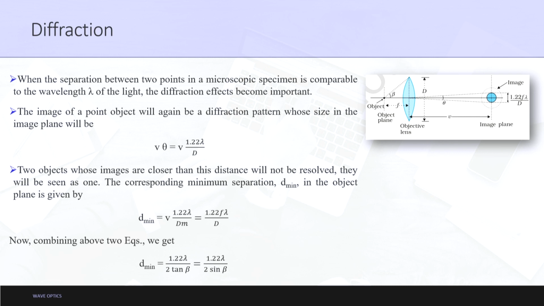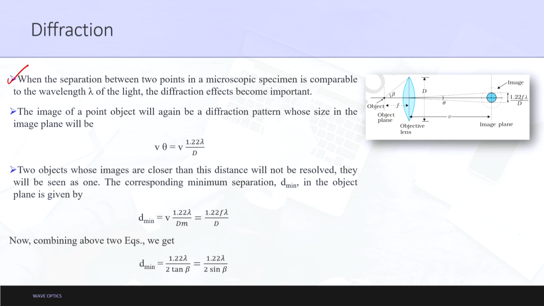So, when the separation between the 2 points in a microscopic specimen is comparable to the wavelength lambda, we are assuming that this separation between the 2 points is comparable to wavelength lambda, the diffraction effects become important. It is explained by the definition of diffraction also. What is diffraction? Diffraction is nothing but the bending of light occurring when the obstacle is approximately equal to the wavelength, or in the order of wavelength of light.